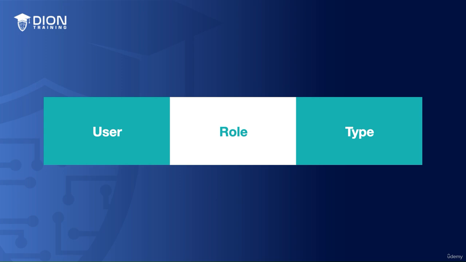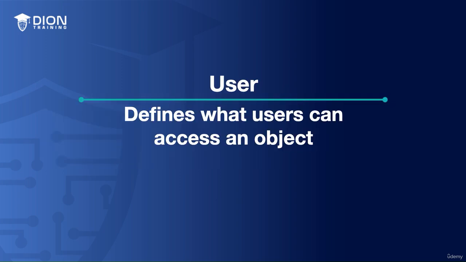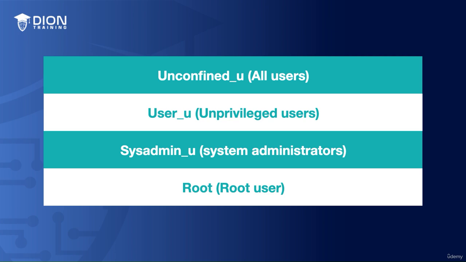These are the user, the role, and the type. The user context defines what users can access an object. Different distributions provide different users, but the most common ones include unconfined_u, which pertains to all users, user_u, which pertains to unprivileged users, sysadm_u, which pertains to system administrators, and root, which pertains to the root user.